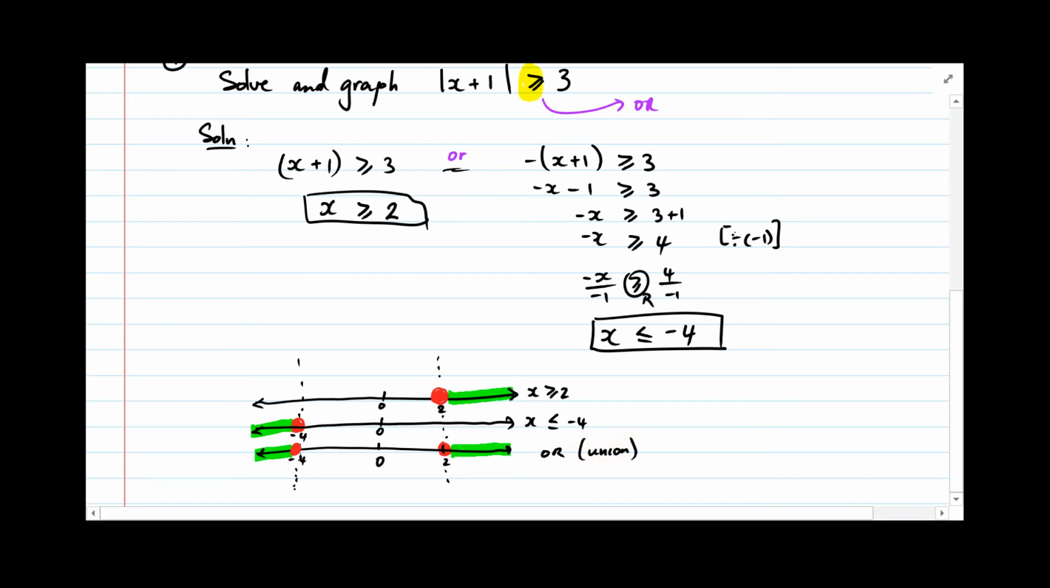Okay, so we end up with the solution that's shown. We can write our solution set. Our solution set is the set of x's such that x is less than or equal to minus 4, or x is greater than or equal to 2. Again, if you don't remember your combined inequalities, please go back to the video and check out the lecture on that topic, combined inequalities.